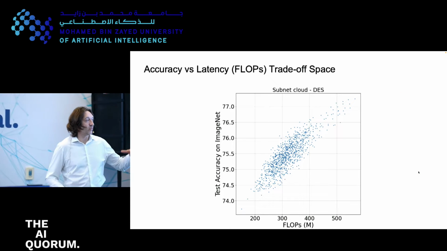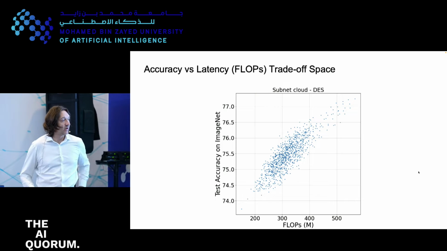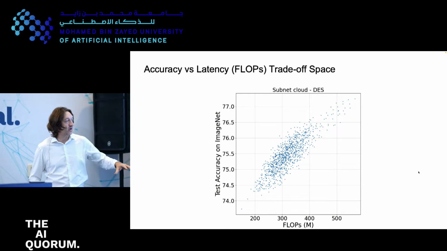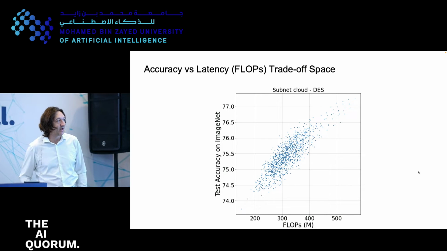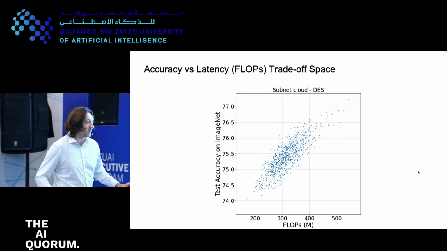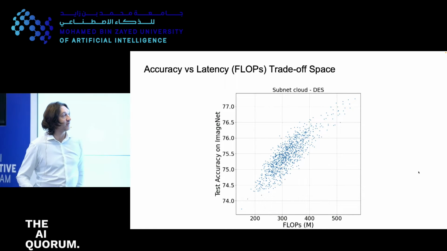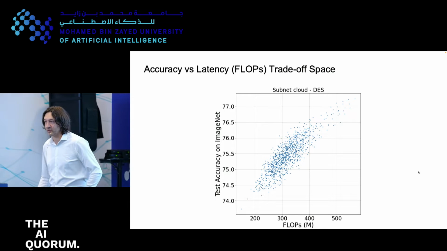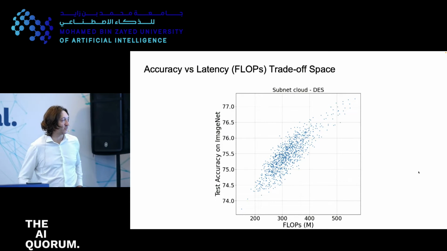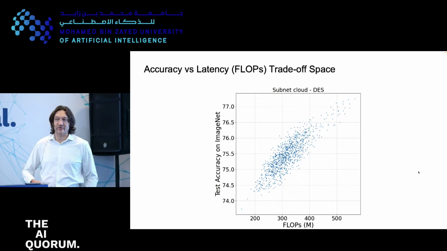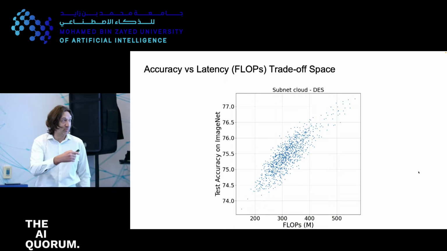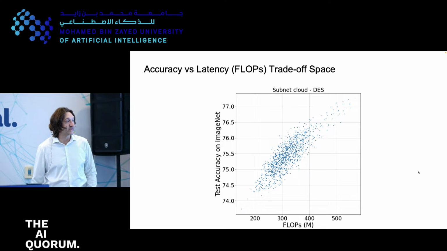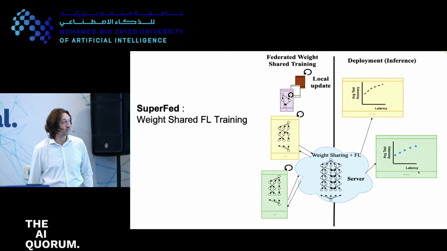At the end, what you get is a point cloud. On the x-axis here, you have flops. On the y-axis, you have test accuracy. And of course, what we care about is the Pareto frontier of this point cloud. In other words, for any given flop budget, we want the highest accuracy model, or for any threshold for accuracy, we want the lowest flop budget achieving that accuracy. Okay, so the top left is the best, and this is what we want to achieve per client.